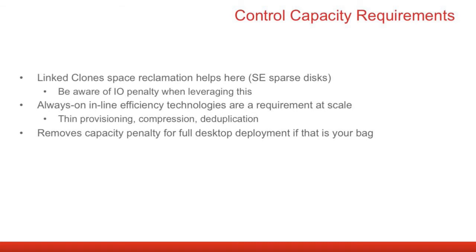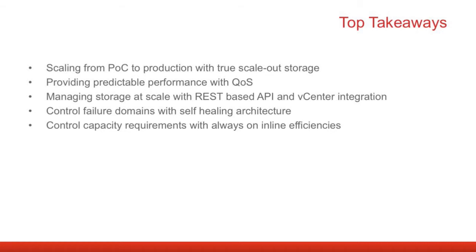Then they've got space reclamation that you can do, right? You've got to be a little bit aware of what happens when you turn that on, because there is a performance impact with it, but be aware of that. And then look for things like inline compression, dedupe, and thin provisioning. These things help you be more effective with the capacity that you bought.